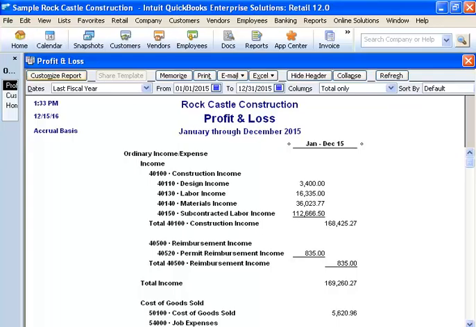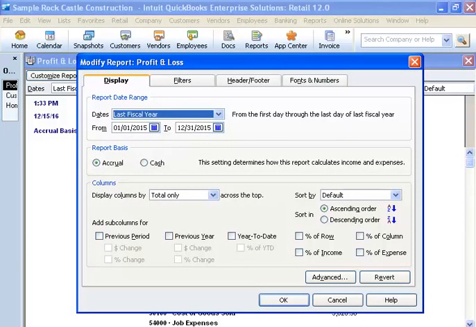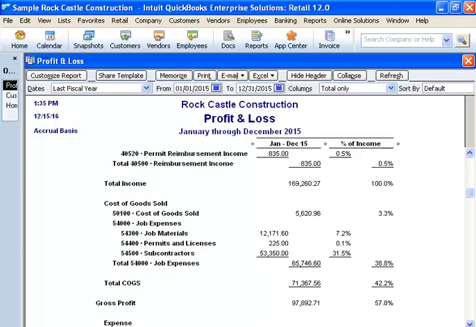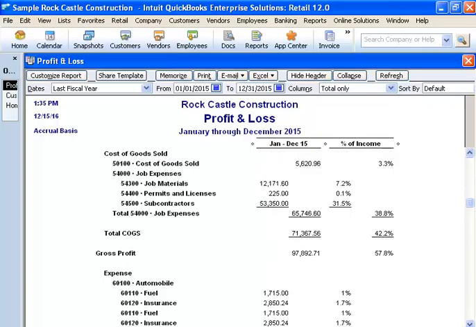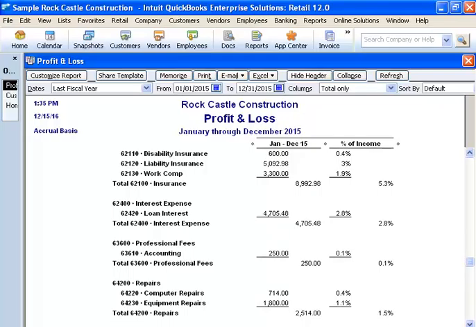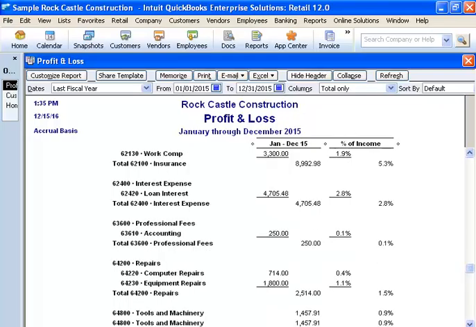So let's show you a couple of tricks that, if you're not doing it, have your accountant or whoever does it do it for you. For one thing, you want to see percentage of income. So I can see here 66% of my income comes from subcontracted labor income. All right, 21% comes from material. I can see that cost of goods sold is 42%. My gross profit is 57. You know, insurance is 5%. That might be high, might be low, who knows?